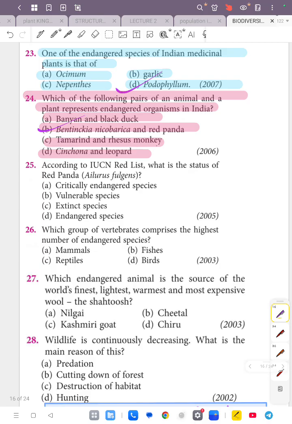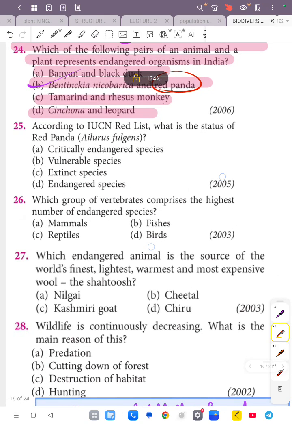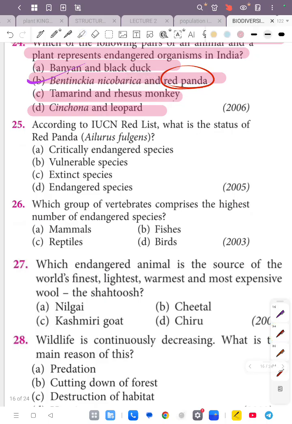Bentinckia nicobarica is actually a palm species. You do not have to go into the details, but it's a variety of palm. And red panda, we're all aware. The endangered plant is Bentinckia nicobarica and the endangered animal is the red panda. Alright, moving on to the next one.